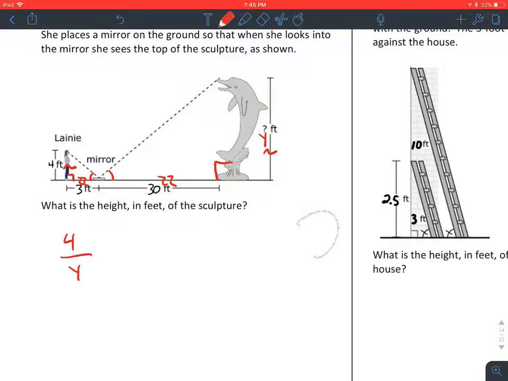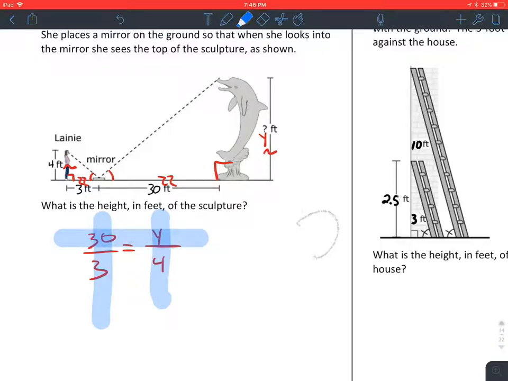4 is to y. Actually, when you make this, keep in mind you can make this in lots of ways. I like to have my variable on top. So let me say y is to 4 as 30 is to 3. Let's just double check to make sure we have relationships vertically and horizontally. What do y and 4 have in common? Corresponding. What do 30 and 3 have in common? Corresponding. What do 30 and y have in common? They're both on the triangle on the right. What do 3 and 4 have in common? They're both in the triangle on the left.